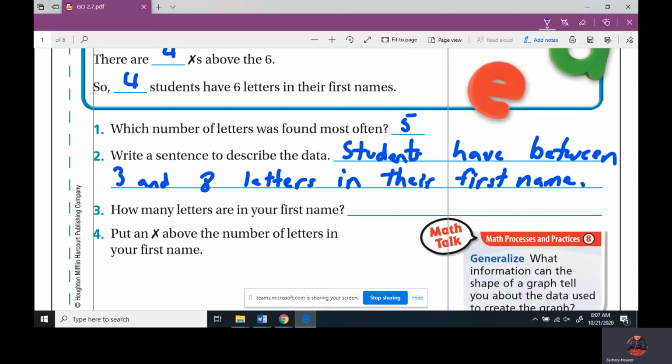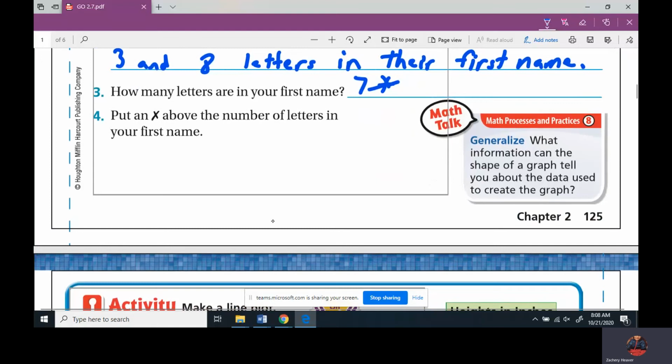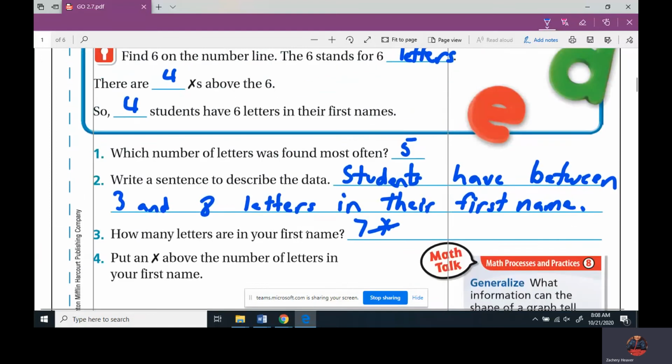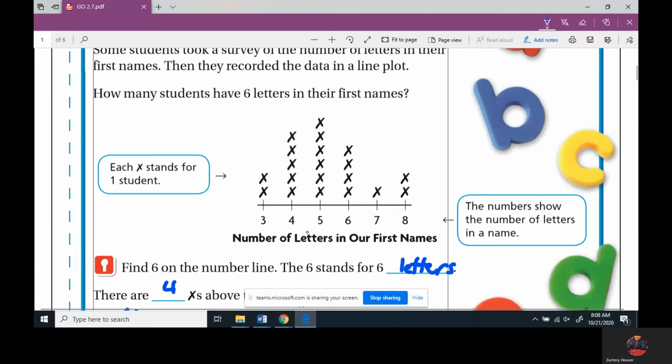The next question says, how many letters are in your first name? Well, this is individual to you. It might not be the same as Anna's. Joe would have 3, Anna would have 4. In my case, I have 7 letters in my first name, but yours will be different. I'm going to make an asterisk just to let you know yours will be different. So put an X above the number of letters in your first name. I have 7, so I would put an X right here. If yours isn't on there, draw the number line out.